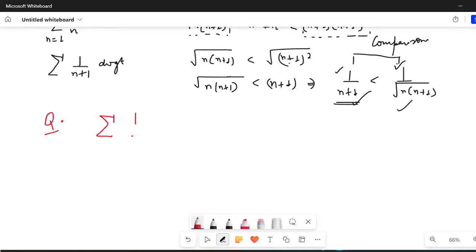What do you think about this? Whether it is a convergent series or a divergent series? Just let me know.